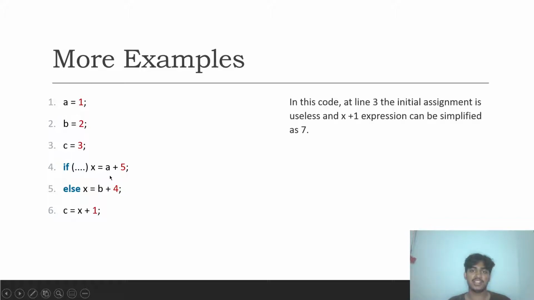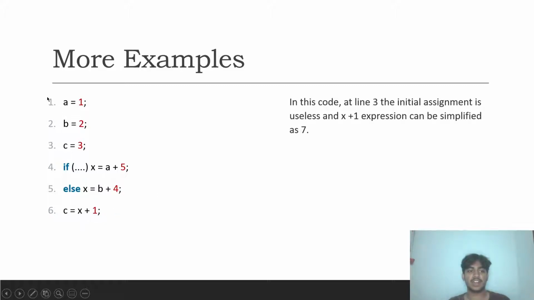So considering that we have the same value of x regardless of the condition, instead of writing this if else, I can get rid of the if else entirely, and instead of writing lines 4 and 5, I can use x equal to 6. And looking at the last line, c equal to x plus 1, we have already seen that x equal to 6 from our previous step. So I can use the value of x right here. I can use x equal to 6, and so c equal to 6 plus 1, which is 7.